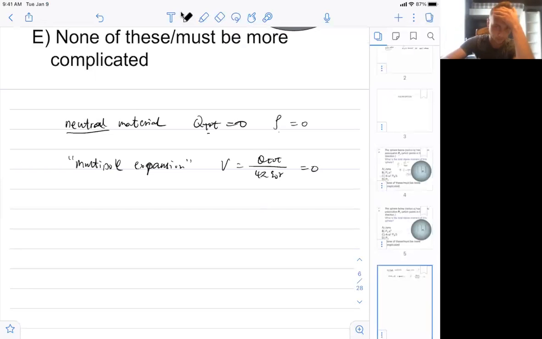This one says, if you're interested in the potential outside, the monopole term for this neutral material certainly vanishes because it does not carry any extra charge. The leading term would be the dipole term, where the potential produced by a dipole is p dot r-hat over 4 pi epsilon naught r squared. So we can use this to calculate the potential produced by a material that is being polarized.